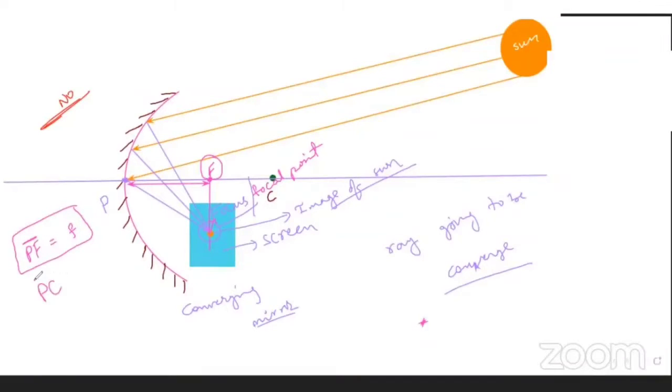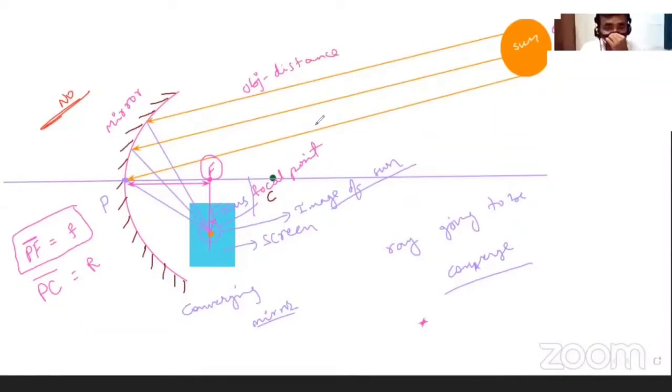Focal length. What is PC here? Sir, radius of curvature. R is equal to 2F. What is the distance from the object to the mirror called? Object distance, right? Suppose let me take that point as O. So here PO is the object distance, denoted by u. Then where is your image? Here it is on the screen.